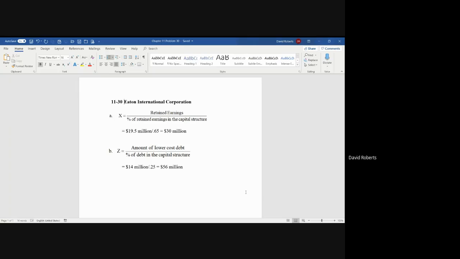So if you needed to make $300 as a gross paycheck, and you got to keep 65% of it, you would get to keep $195, or 65%. So in this case, the company has 30 million in a gross amount of retained earnings, so they can take 19.5 million and invest it.